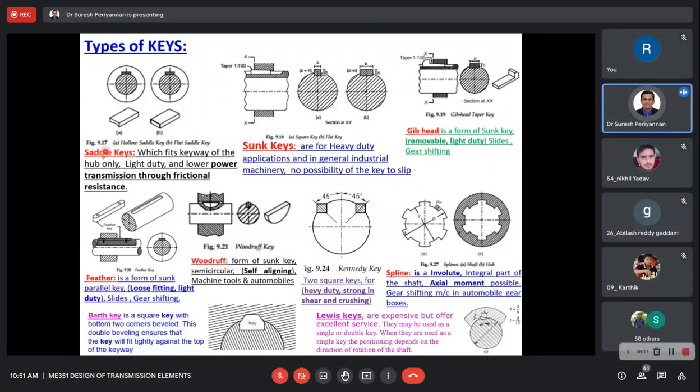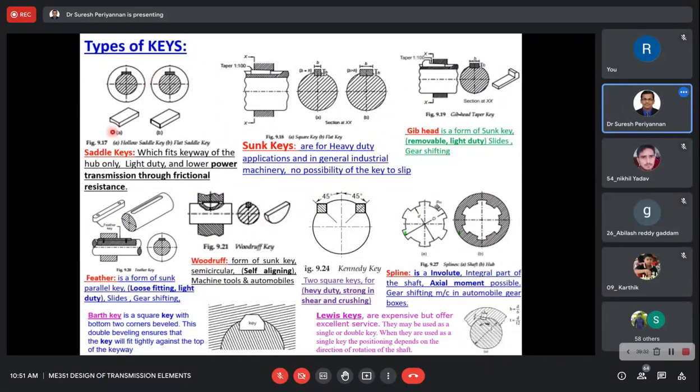Now, in a saddle key, the keyways are provided on the hub only. Please, very important. You may expect this type of question in the objective exam. Saddle key, only the keyway is present on the hub only.